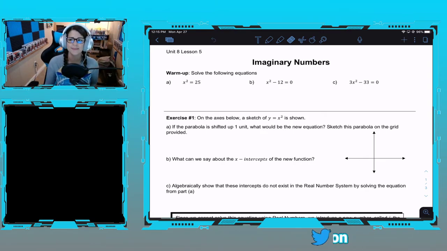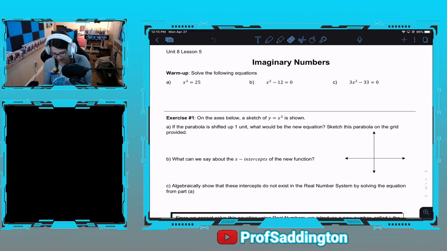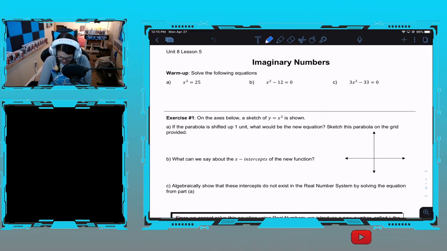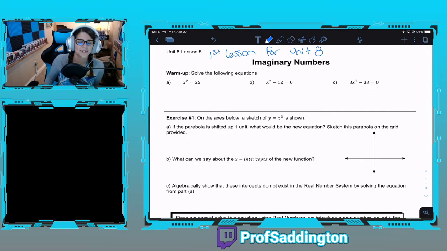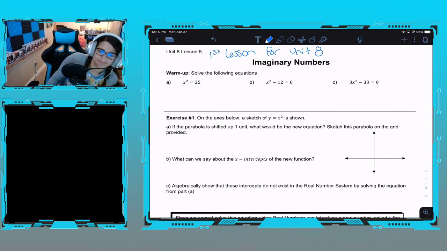We are going slightly out of order with this unit. This lesson just made sense to come first before what we're going to do on Wednesday. So sorry for the confusion on that. This is really the first lesson for Unit 8. I just didn't change the title, so deal with it.